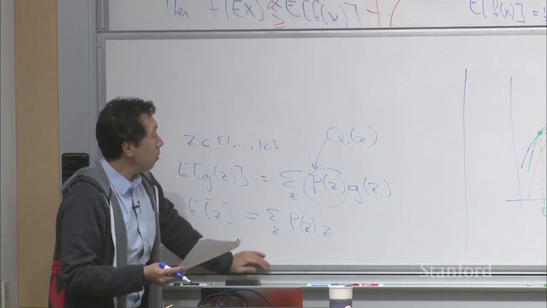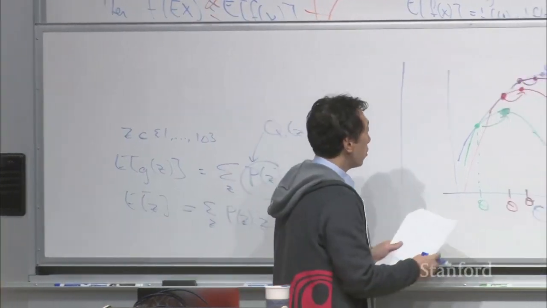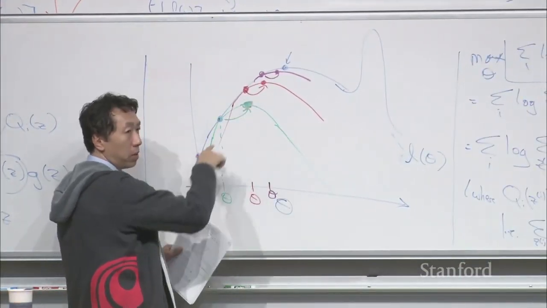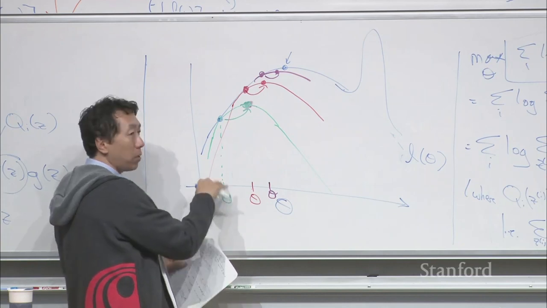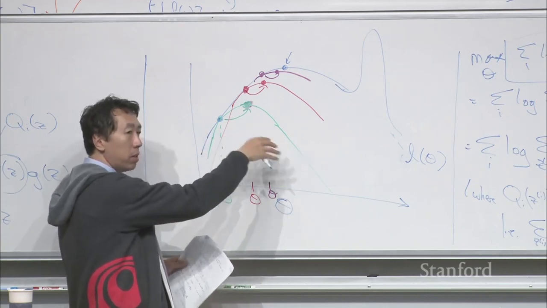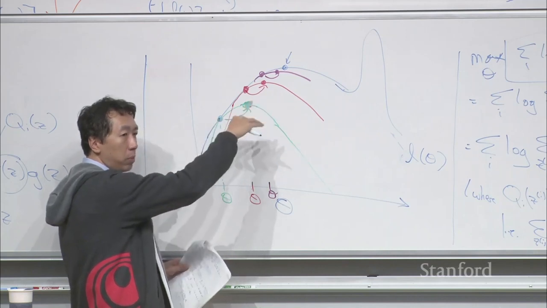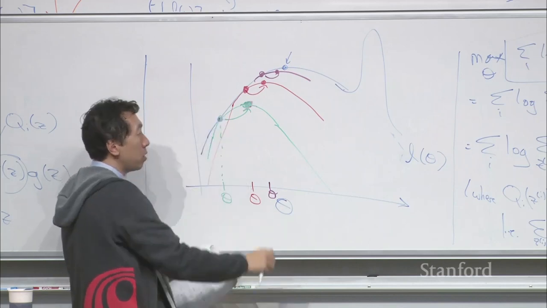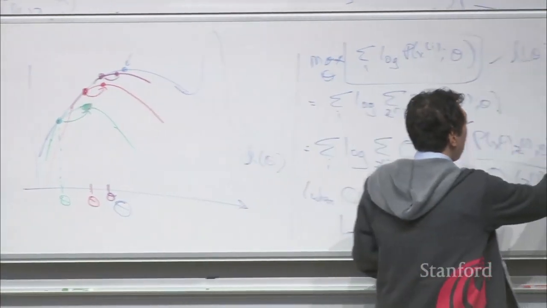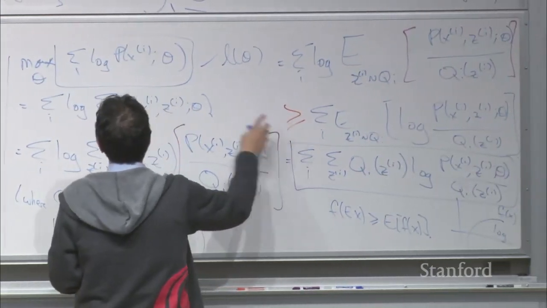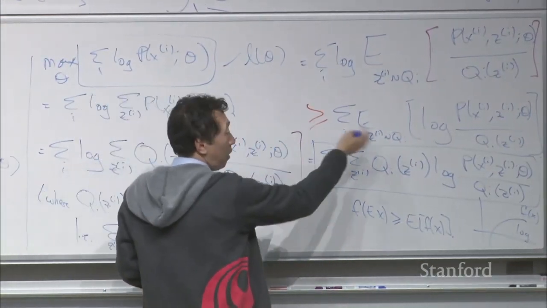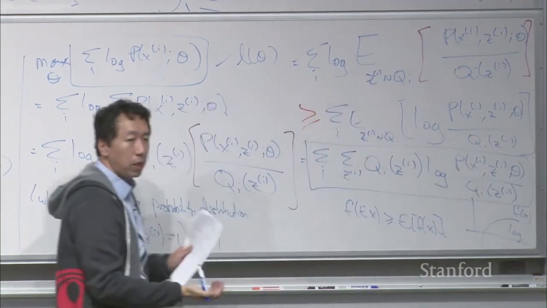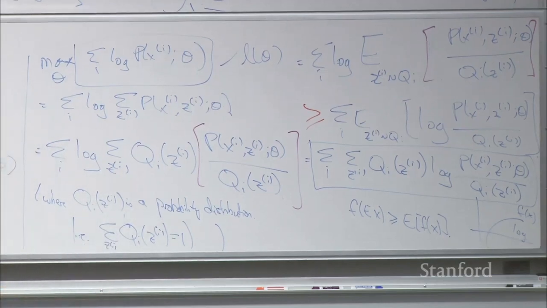Now, one of the things we want when constructing this green lower bound is that it be equal to the blue function at this point. This is how you guarantee that when you optimize the green function, by improving on the green function, you're improving on the blue function. So we want this lower bound to be tight, the two functions to be equal, tangent to each other. In other words, we want this inequality to hold with equality. So we want the left-hand side and the right-hand side to be equal for the current value of theta.